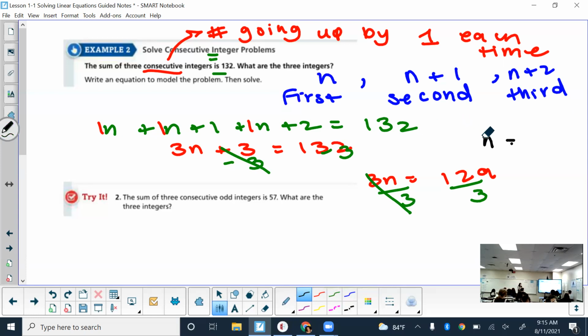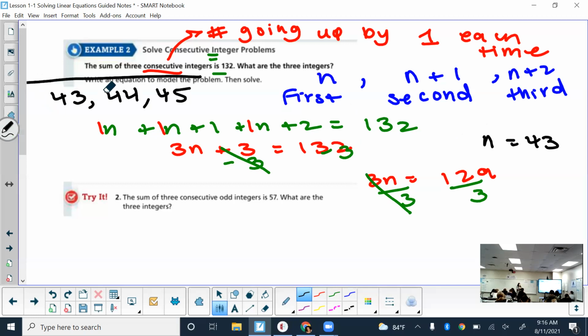All right, that sounds like what we got first hour. Now, is that the whole answer to the question? It says, what are the 3 integers? So if n is 43, so that's my first number, what are the other 2 numbers? So my answer is going to be 43, 44, and 45. Right? Because n is 43, plus 1 is 44, plus 2 is 45. Make sense?